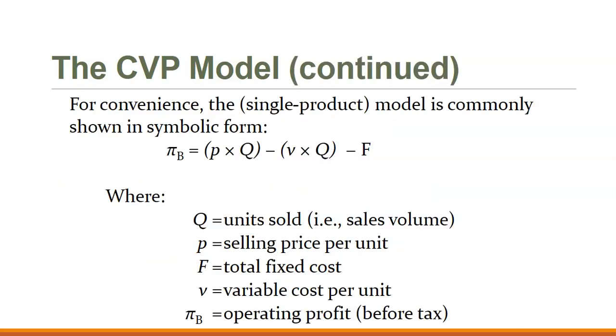When we look at a single product, we normally look at this where we have the operating profit before tax equals units sold times the selling price per unit, minus units sold times the variable cost per unit, minus total fixed costs.